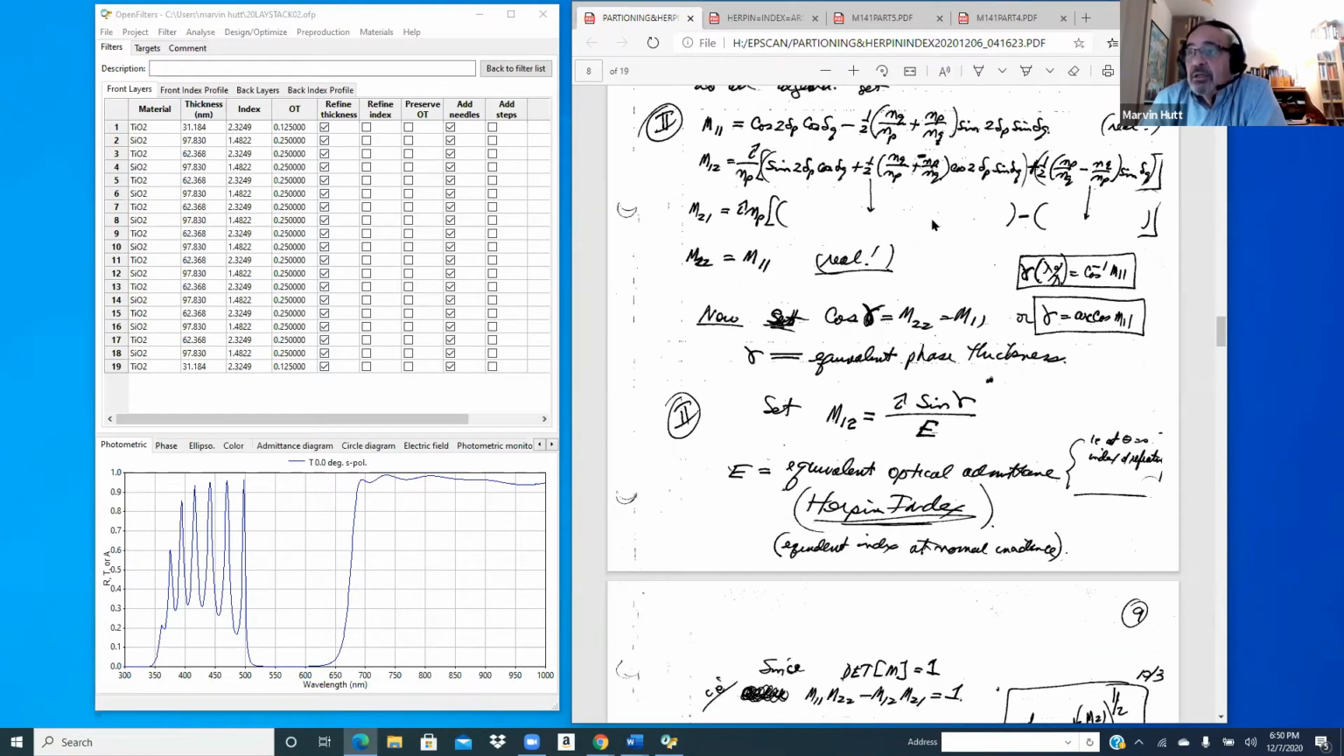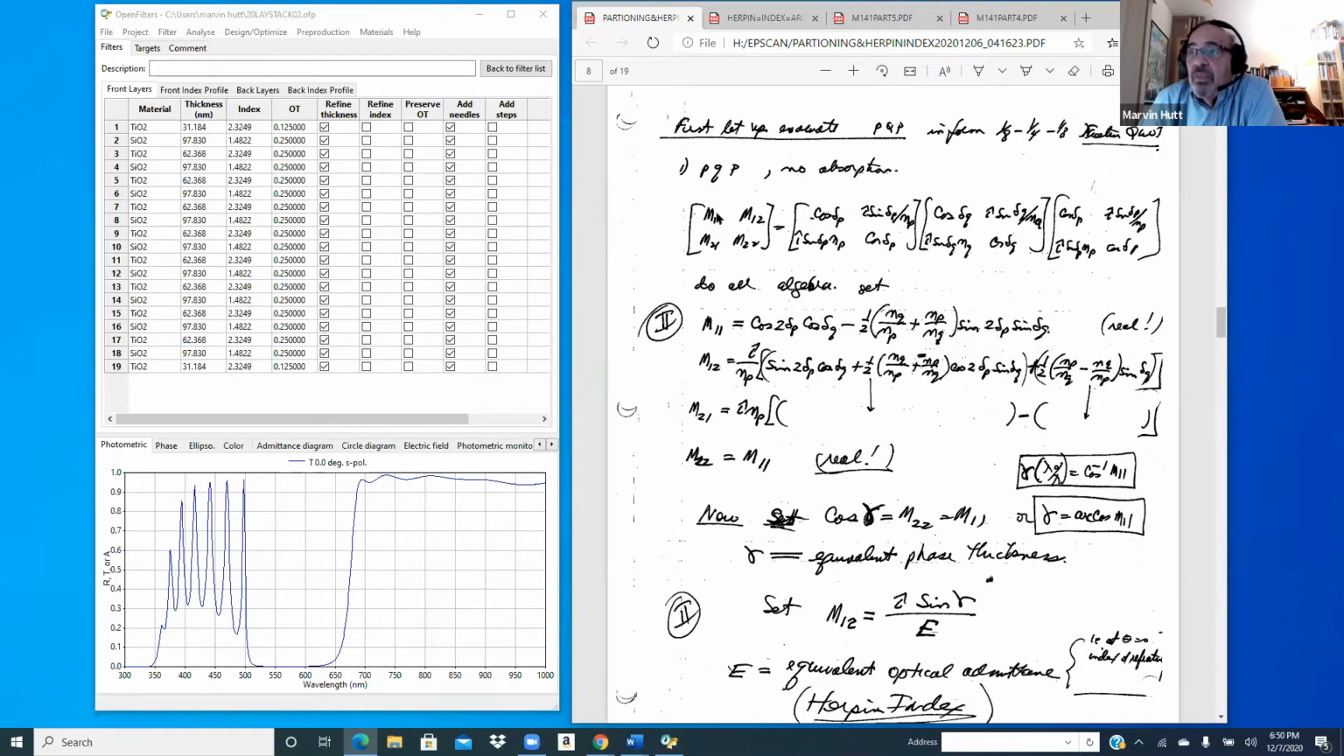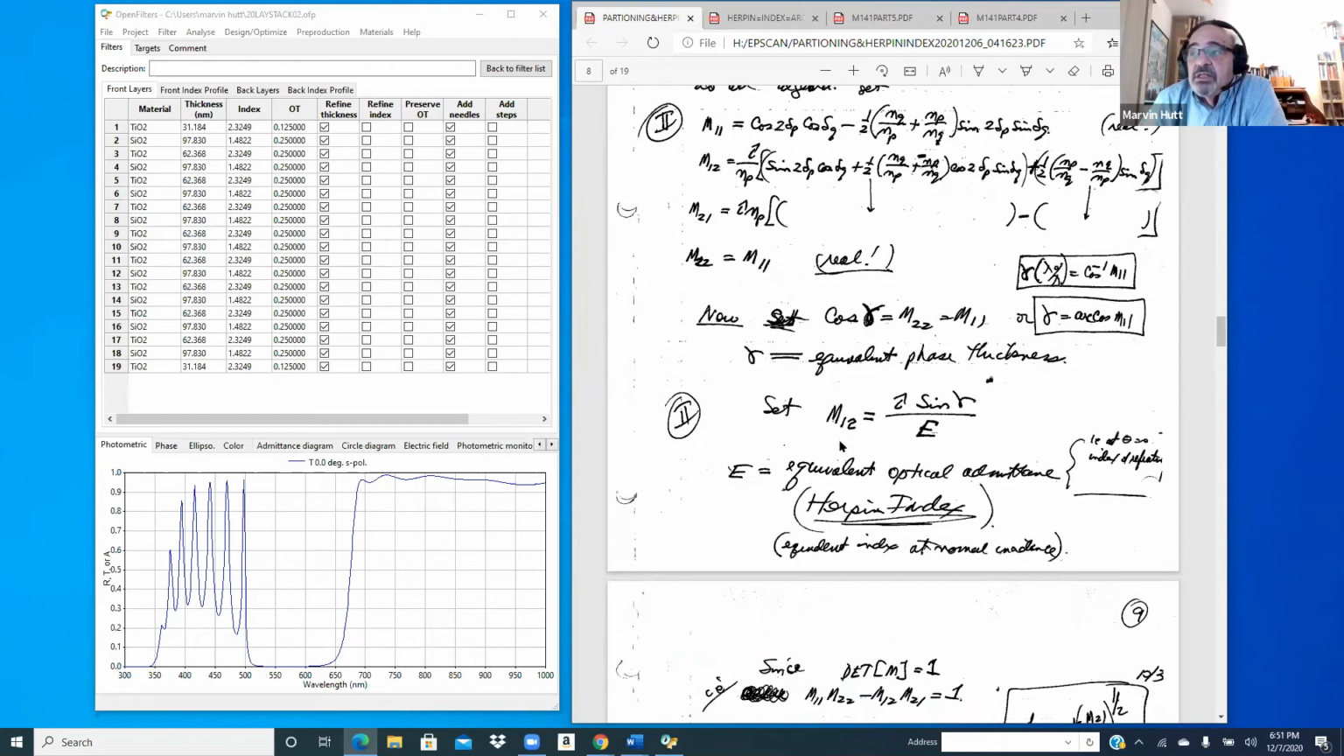the product of this, of course, is another characteristic matrix. Of that characteristic matrix, then this is what we're going to find. E is M12 over, I sine gamma, okay? E is the equivalent admittance, okay? The Herpin index. We call it the Herpin index at normal incidence, okay?